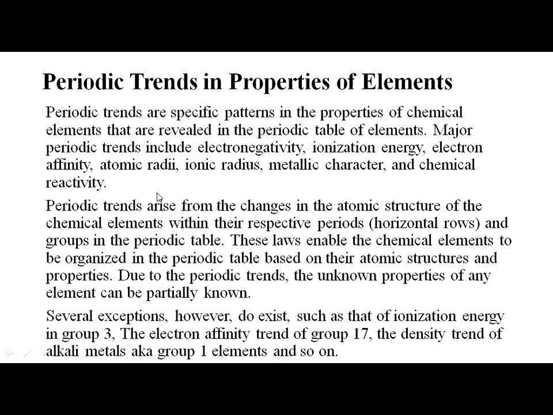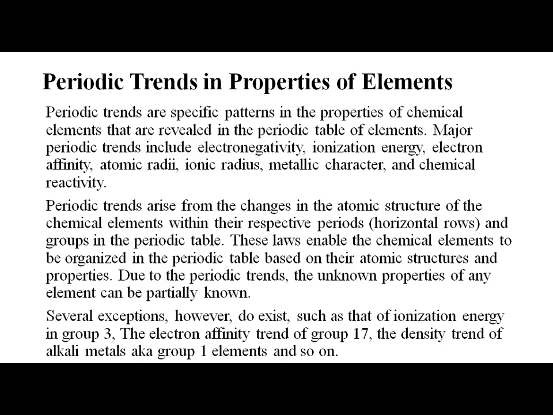So when do these periodic trends arise? Periodic trends arise from the changes in the atomic structure of the elements within their respective periods and even in the groups in the periodic table. So when there is change in the atomic structure means what? Electronic configuration, there will be different periodic trends. These laws enable the chemical elements to be organized in the periodic table based on their atomic structures and properties. Due to the periodic trends, the unknown properties of any element can be partially known.